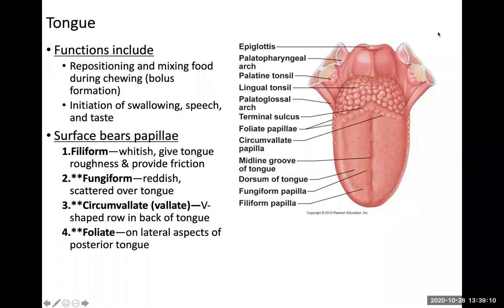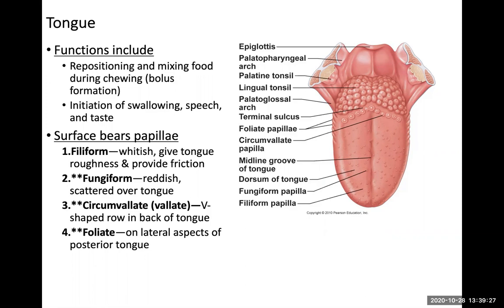Talking about the tongue, okay. So, main functions of the tongue. The tongue, of course, plays a really important role in speech. In the context of the digestive system, the tongue plays an important role in forming the food bolus.